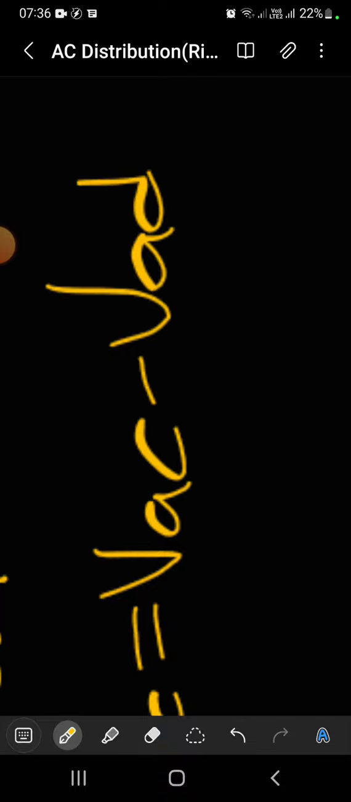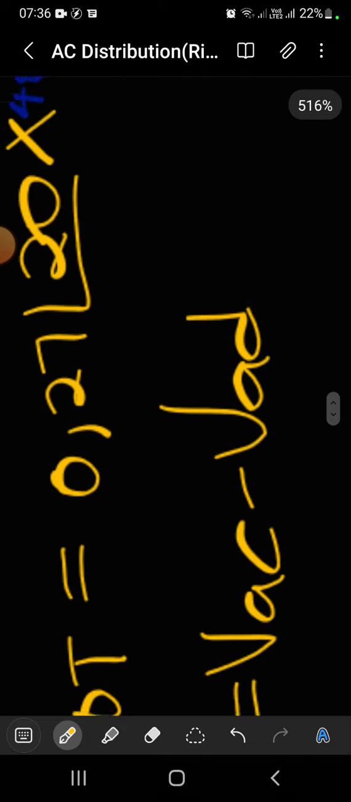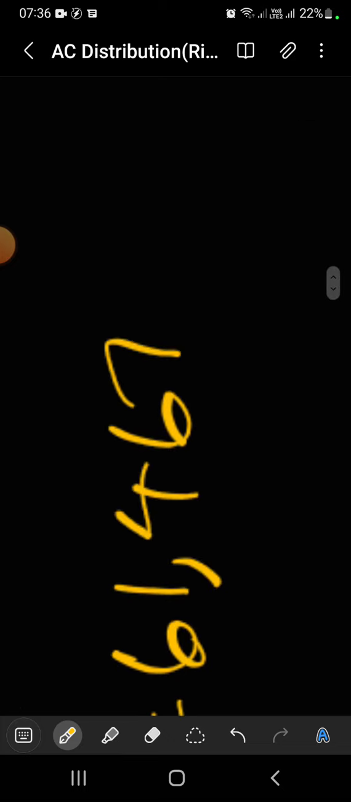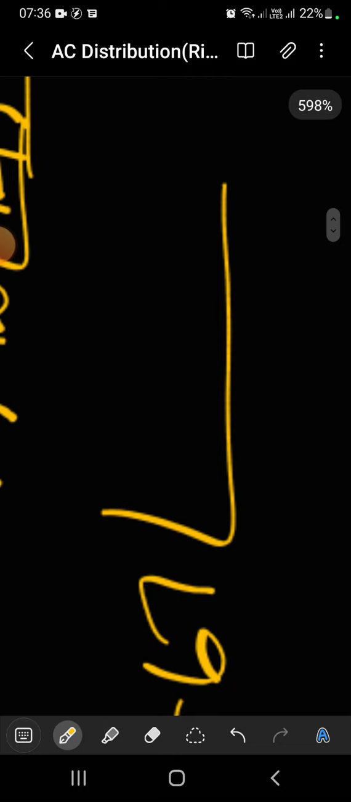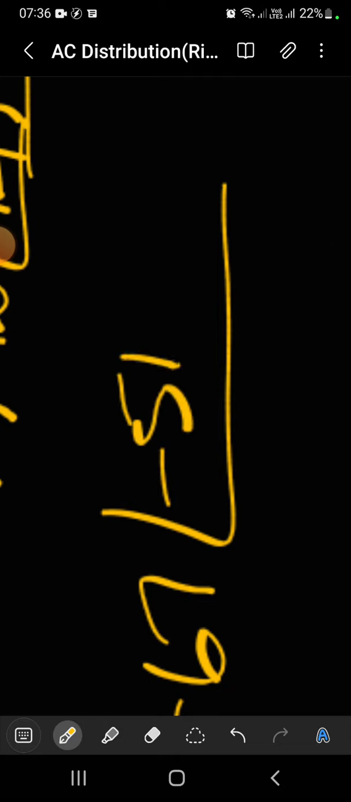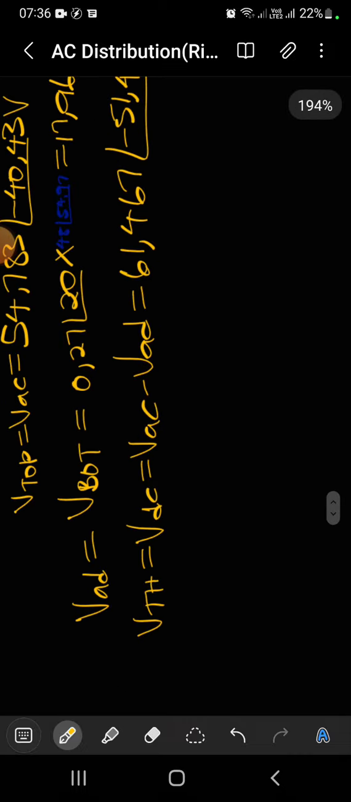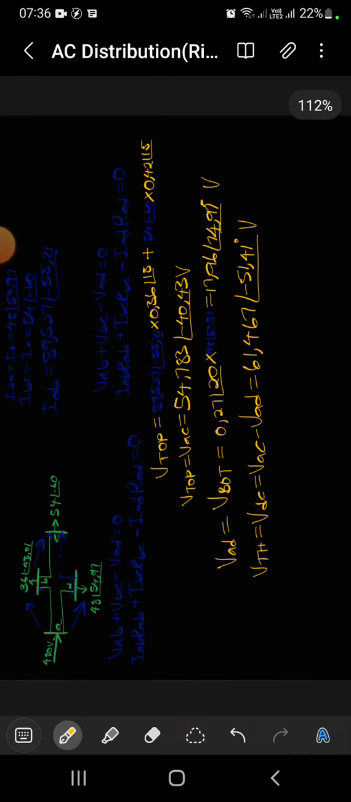You substitute your values there, and they should give you your VThevenin as 61.467 at an angle of minus 51.41 volts. Now you have your VThevenin.